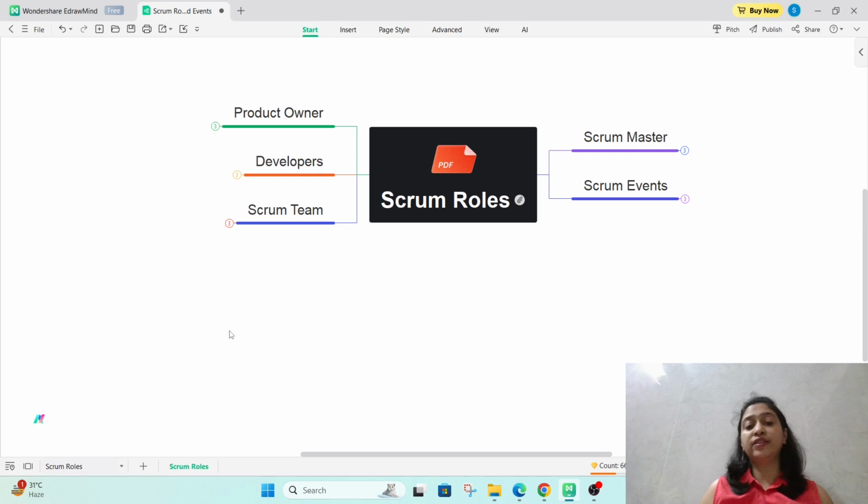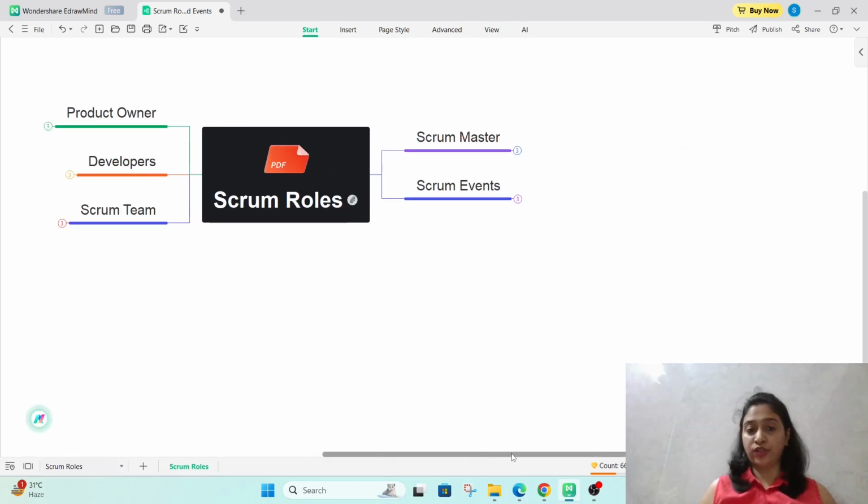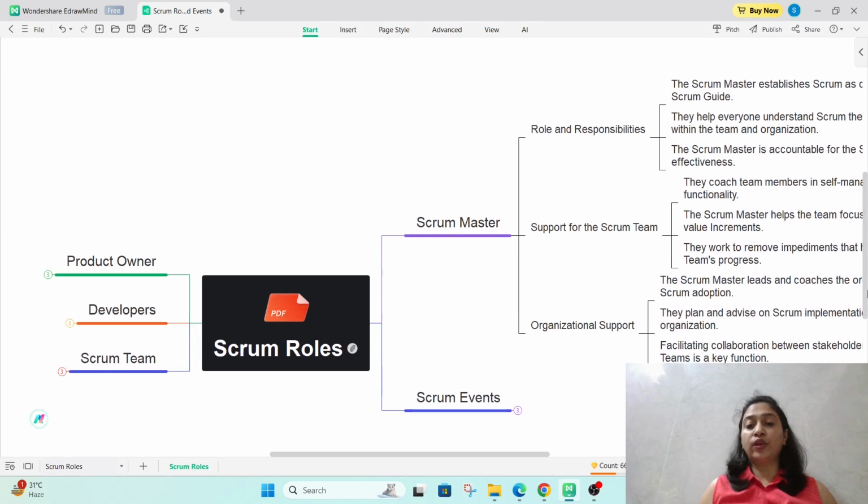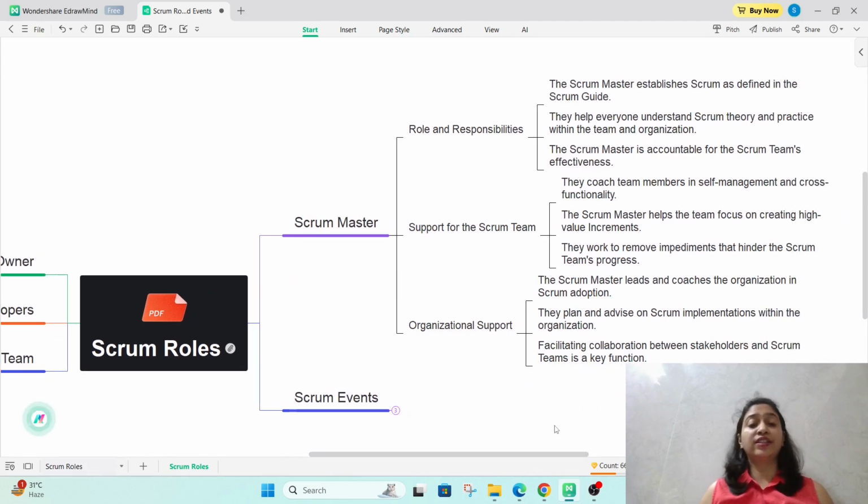So let's go ahead and see the Scrum roles for each. Let's see the Scrum Master first, because we are preparing for the Scrum Master interview, right? Let's see the responsibilities, roles, and organizational support we should give as a Scrum Master. Okay, let's go one by one.